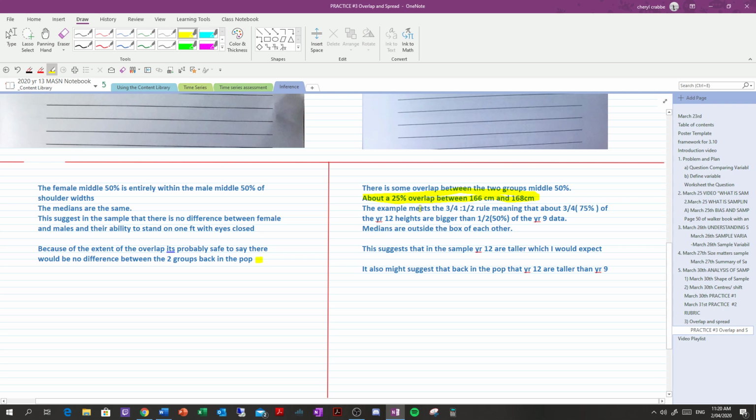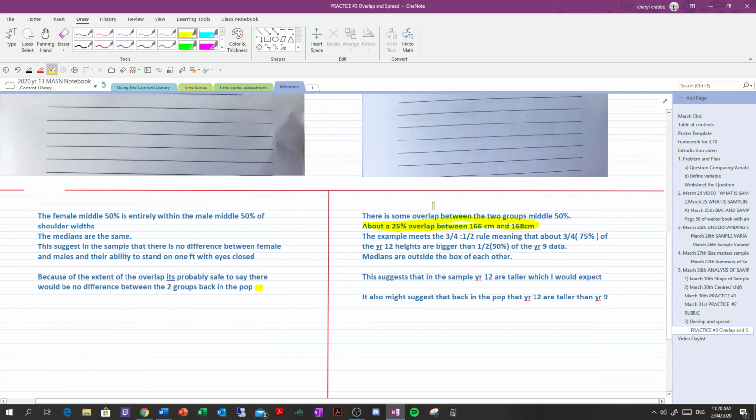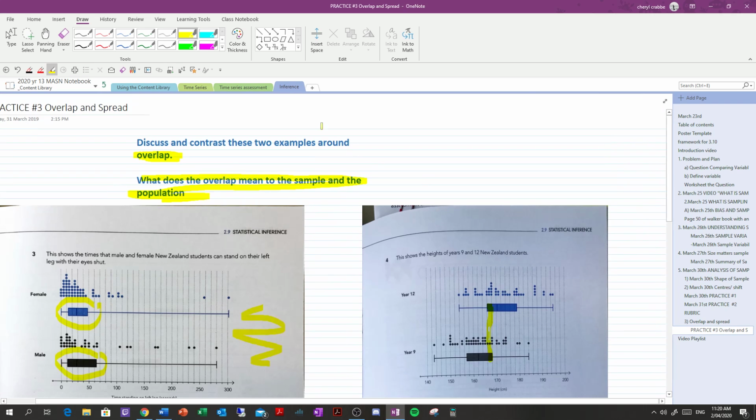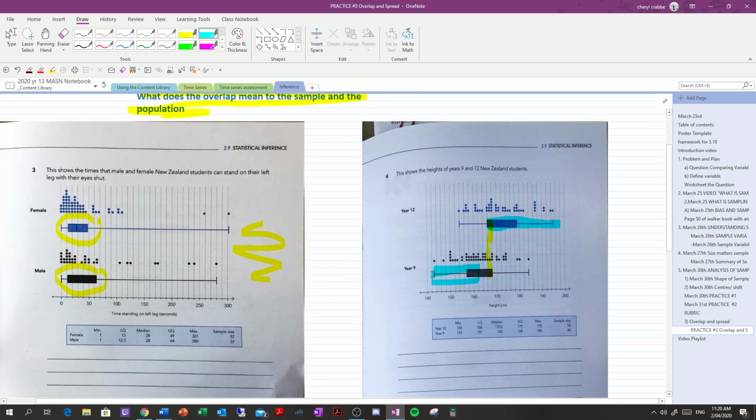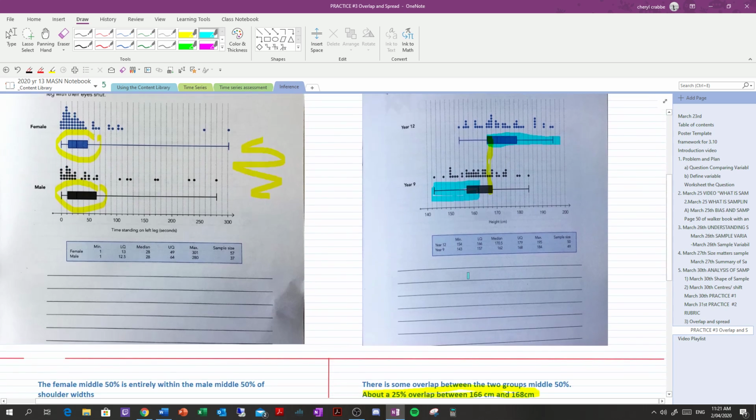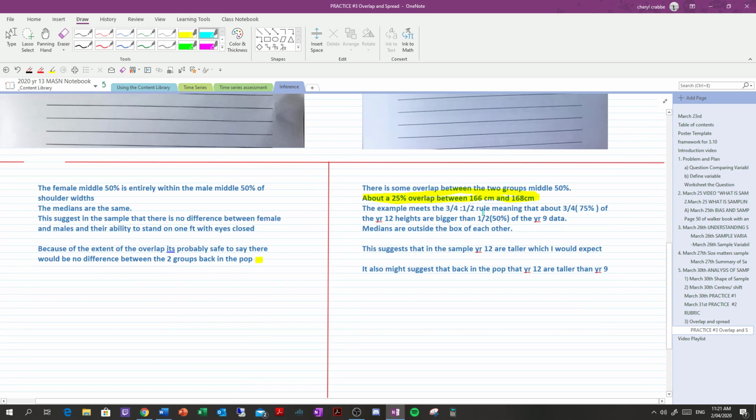The example meets the 3/4 half rule, which means that basically about 75%, which is all of this here, that's 75%, is taller than the 50%. I mean, actually taller than almost 75% of the year 9s, but I could live with 50% because it's not quite all the way over. So 75% bigger than 50%, so it meets that 3/4 half rule thing. Are bigger than the half of the year 9 data.